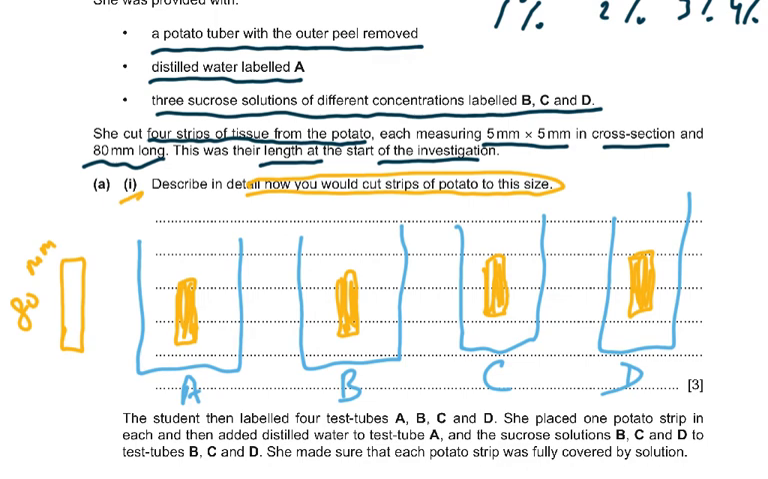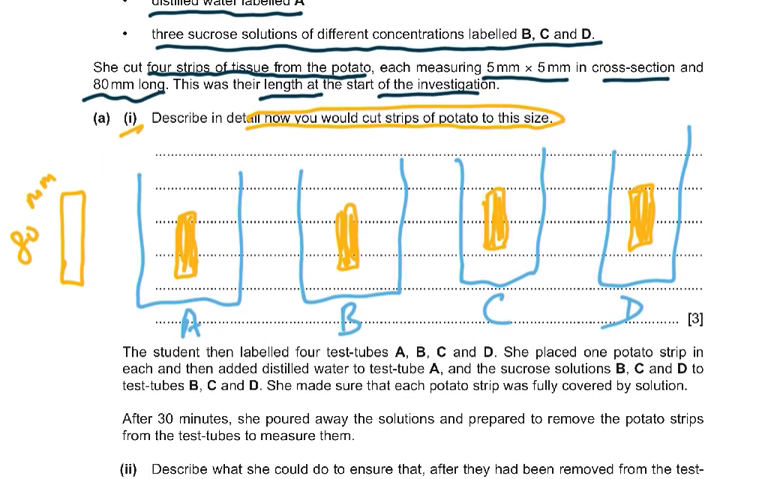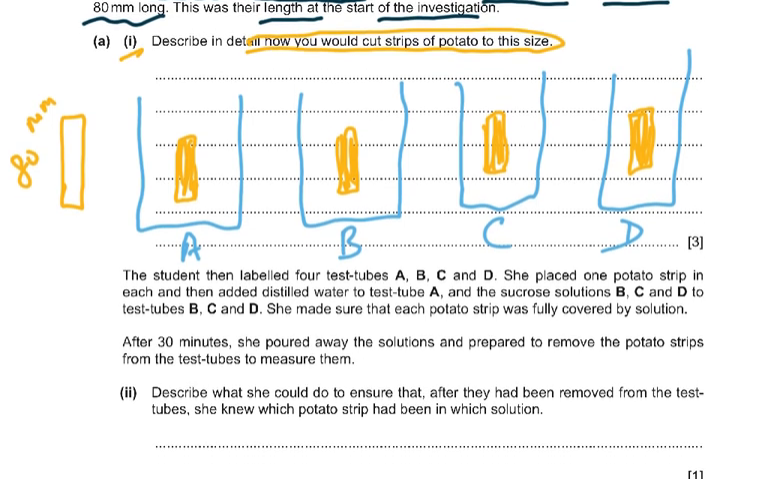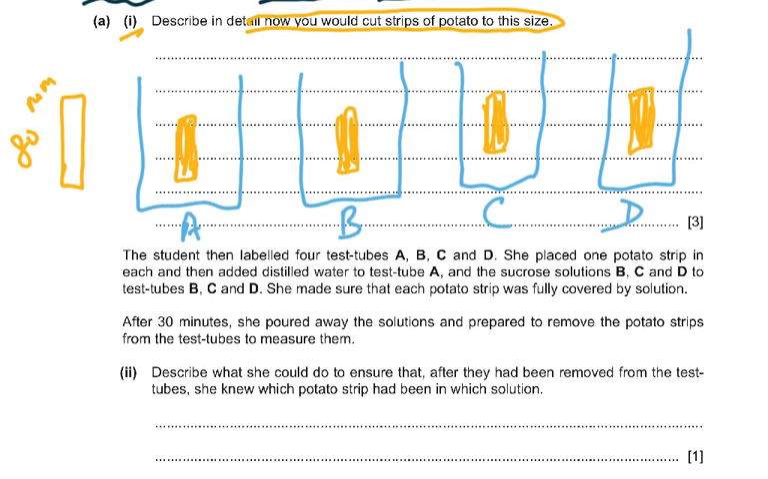Now let's look at the question. I've drawn this drawing so you all understand this is the way you should be thinking when you're doing this exam. The student then labeled 4 test tubes A, B, C, and D, so I've done that. She placed 1 potato strip in each and then added distilled water to test tube A. And basically, they've said only distilled water to test tube A and the sucrose solutions B, C, and D to test tubes B, C, and D.